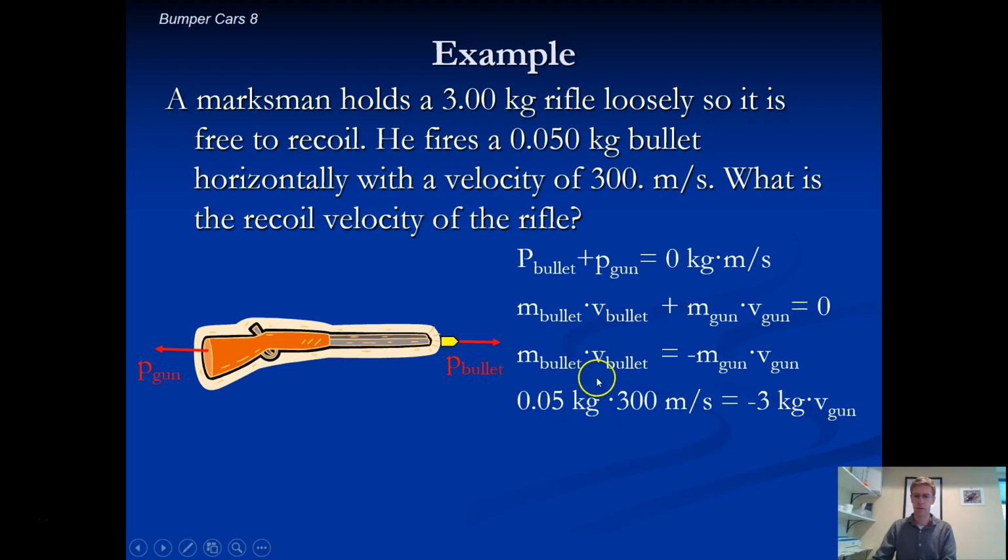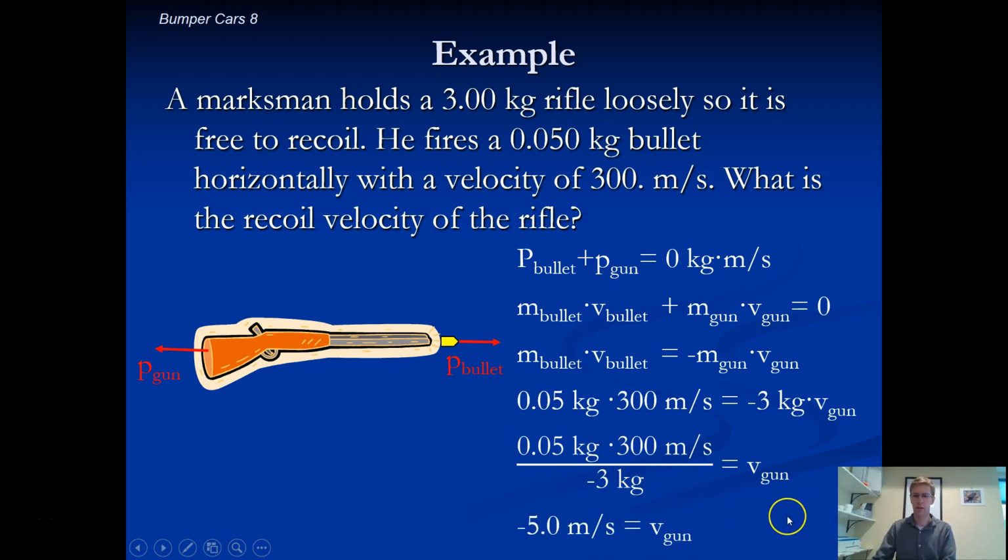So if I plug in, here's the mass of the bullet times the velocity of the bullet equals the mass of the gun times the velocity of the gun, but in the opposite direction. So then, solving again, I just take the momentum of the bullet, divide it by negative mass of the gun, and we should find that the gun would recoil at a whopping 5 meters per second in the opposite direction of the bullet. That's what the minus sign means. So it'd kick back at 5 meters per second. Doesn't seem that fast, but its acceleration is very high.